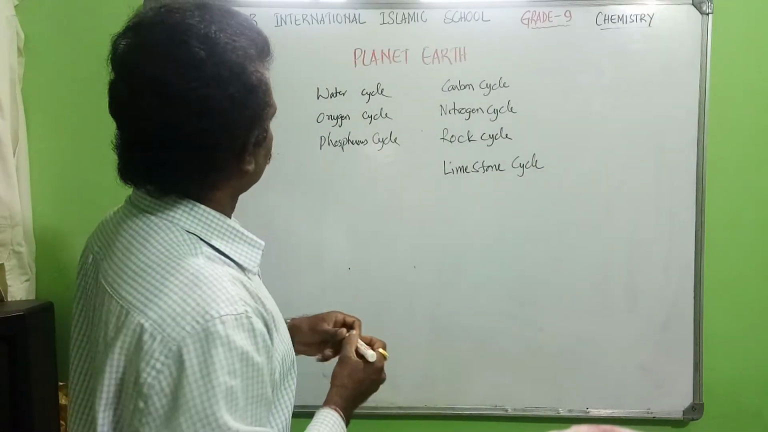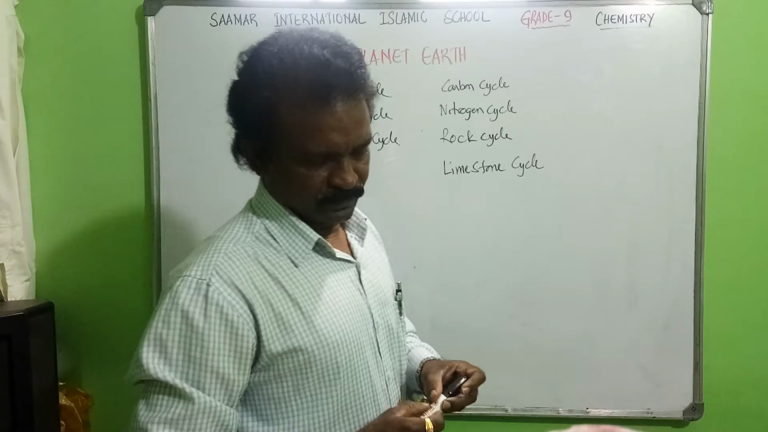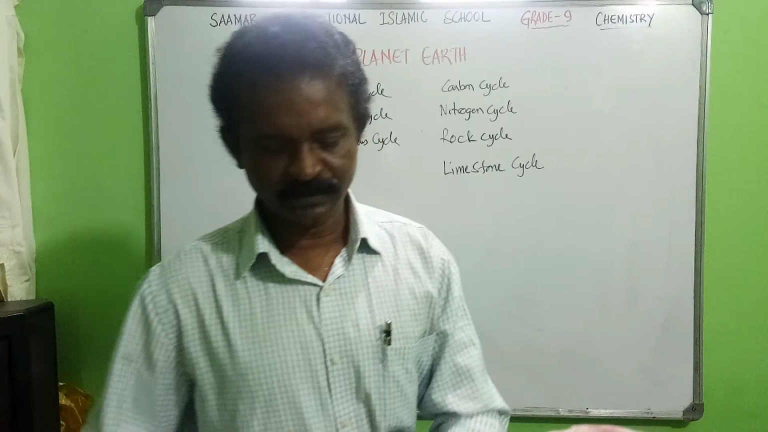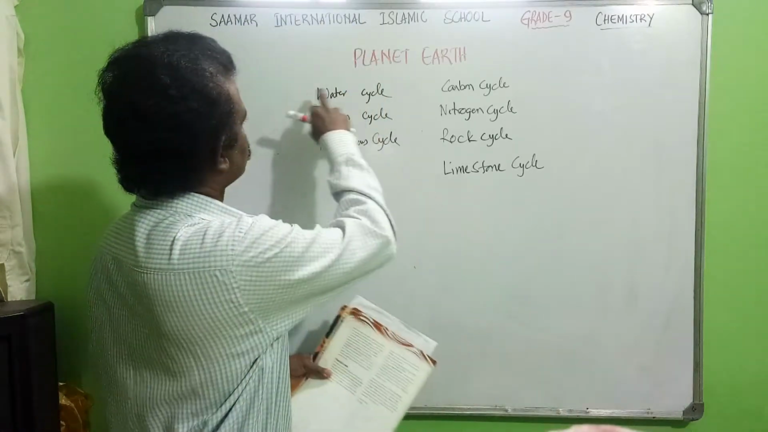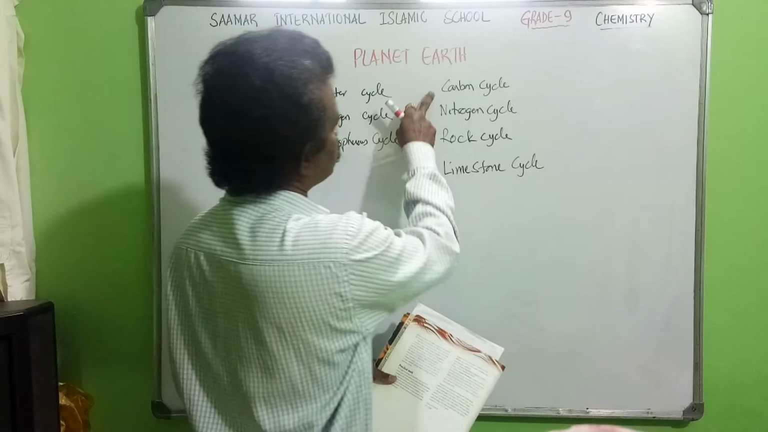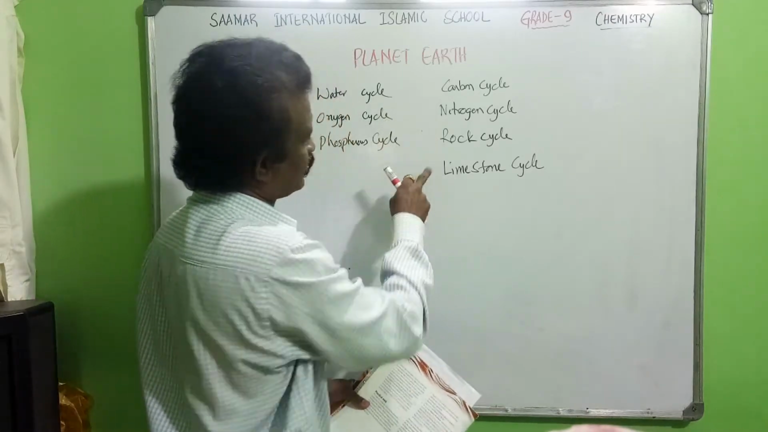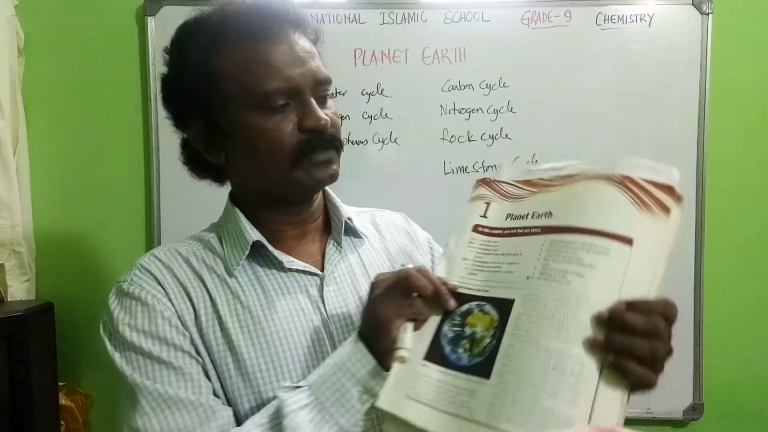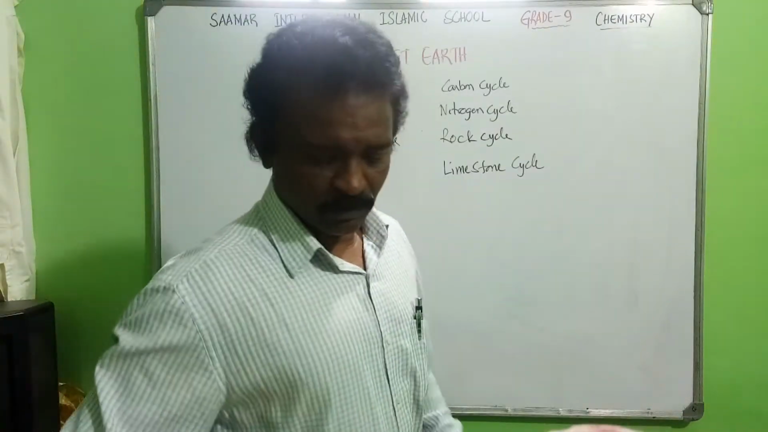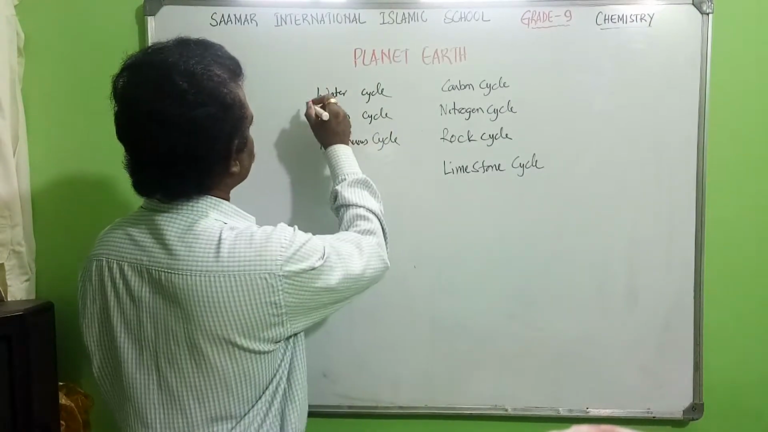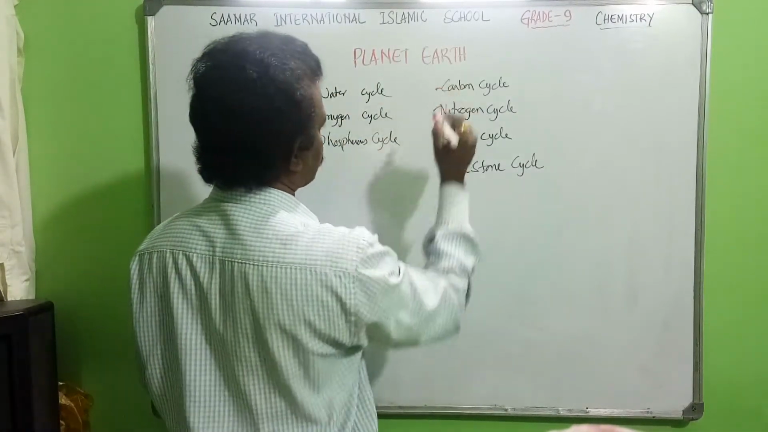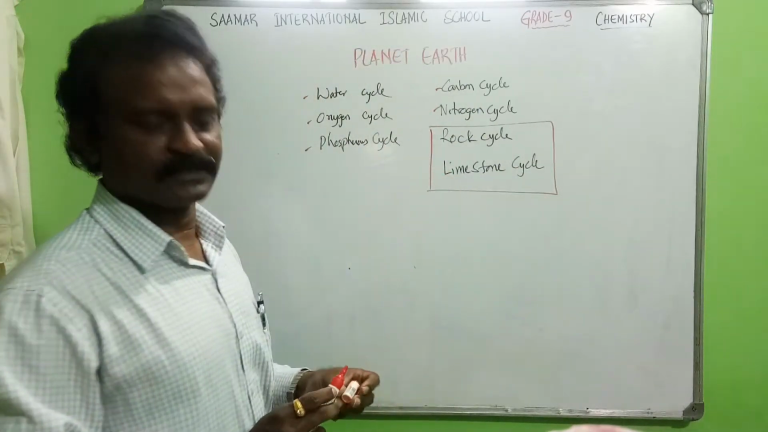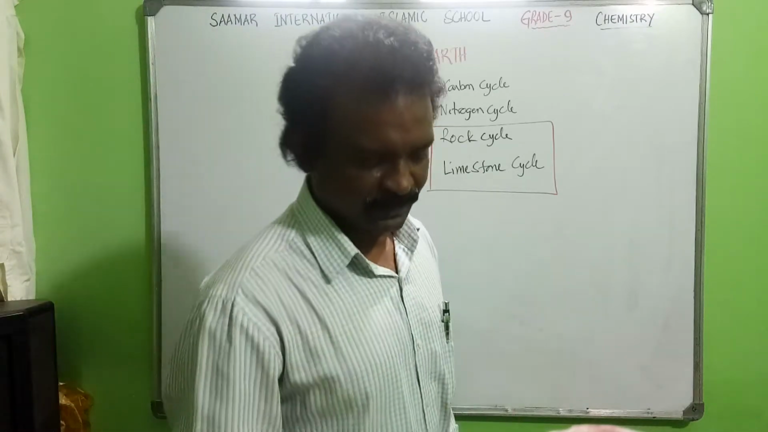Clear. Now we have all this, but as your book says, among this water cycle, oxygen cycle, phosphorus cycle, carbon cycle, nitrogen cycle, rock cycle and limestone cycle, this is your topic name, Planet Earth. So in this all the cycles are extended. Okay, so we are learning only rock cycle and limestone cycle. Is it clear now in this topic? Okay, fine.